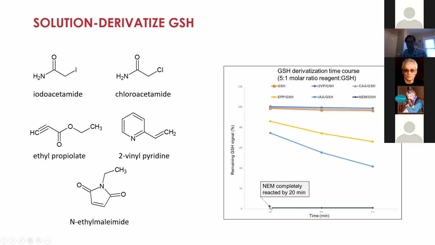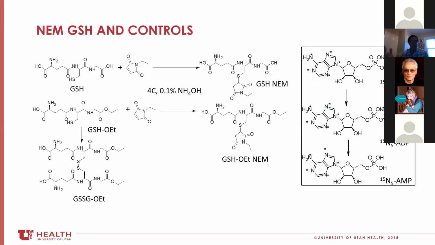And so we further analyzed it and found that NEM actually, under the conditions we use, under slightly basic conditions, reacted with free thiols instantaneously, which was great. And also a little bit disconcerting. So going back to the proteomic side, iodoacetamide is not a great alkylating reagent. And so actually there's a paper out there I've got to go read about how to improve your alkylating conditions in proteomics. So that's great.